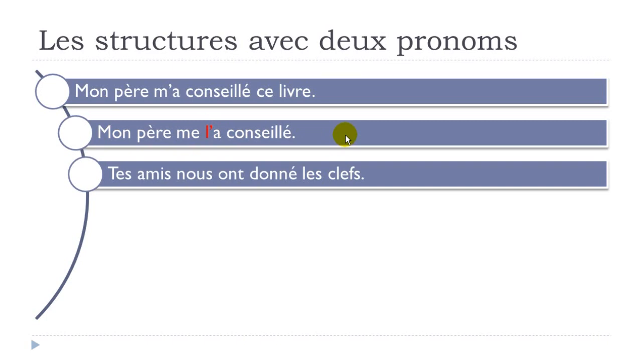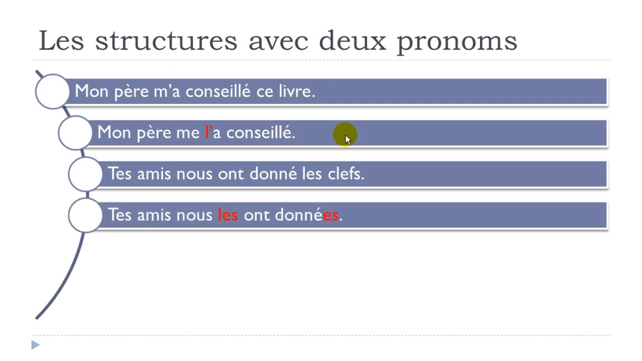All right. Then, tes amis nous ont donné les clés. So exactly the same sentence that we had previously in the present form, but in that case, it's the passé composé form. Tes amis nous les ont donné. Okay, so same rule, first nous, then les, and then after that you put the verb here.